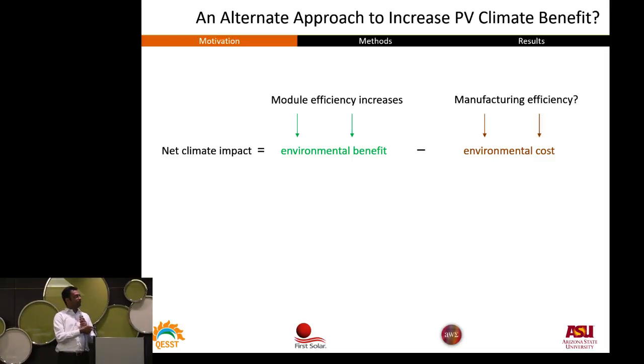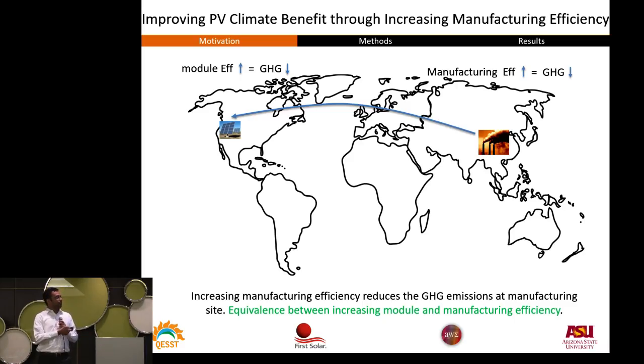So the question that we explored in this research is, what about the manufacturing efficiency? Can we make it less materially and energetically intensive? And therefore, what are the climate benefits of that? So what we realized was that by improving the manufacturing efficiency in a place like China, we're actually reducing greenhouse gas emissions. That's because you're using less materials and less energy to make the same amount of a PV system or a PV module. So in effect, there is an equivalence between improving the manufacturing efficiency and improving the module efficiency, because both of them reduce greenhouse gas emissions, but at different stages of the PV life cycle. So there is this equivalence, and I'll be using this concept of equivalence right through my presentation. So just keep this in mind.